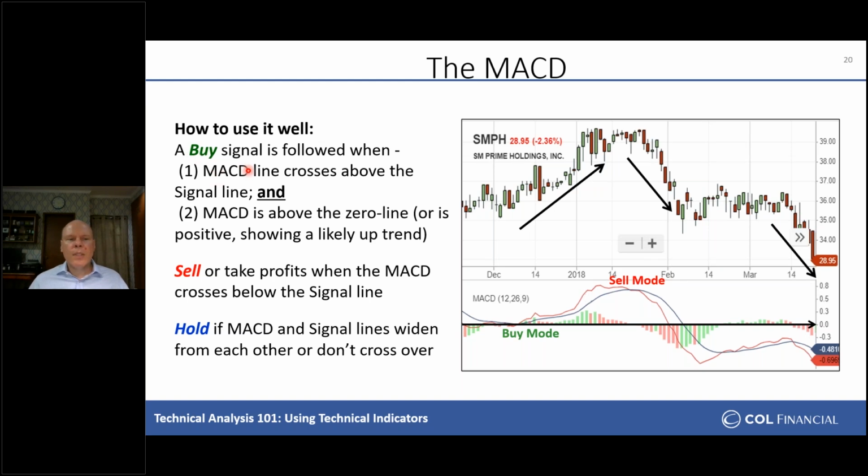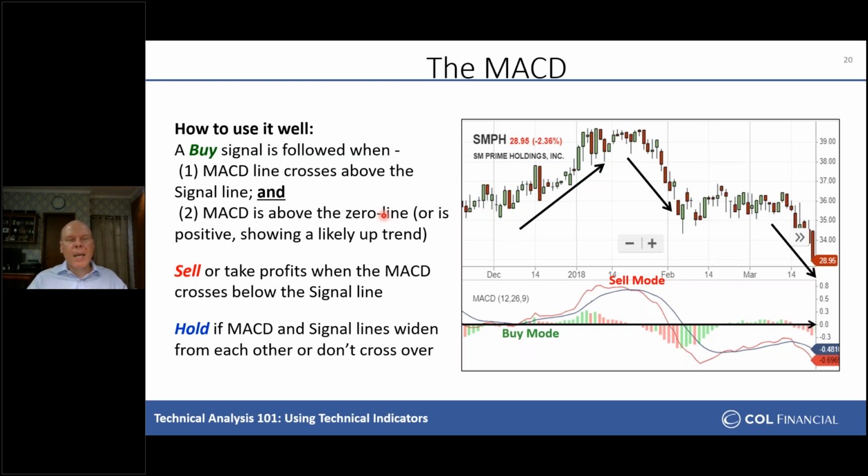First, the first element we should have is this. Your MACD line, or your red line, should have crossed above or is standing over your signal line. So in this area here, when the red line crosses over the blue line, that means you're in buy mode, and it stays in buy mode all the way till this area right here. Now, there's a second element that I want you to follow. Not only should it be in buy mode, but your MACD should be standing above the zero line, and it should be showing you a positive trend event.